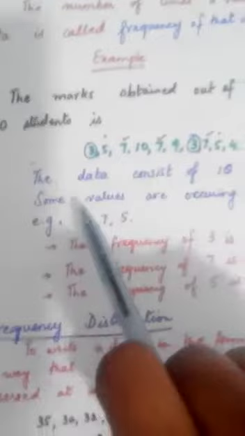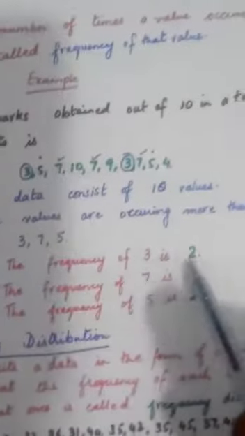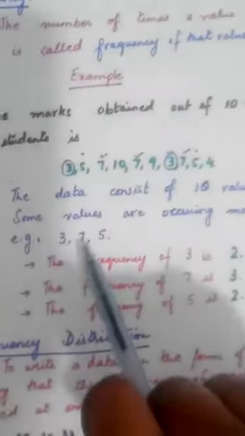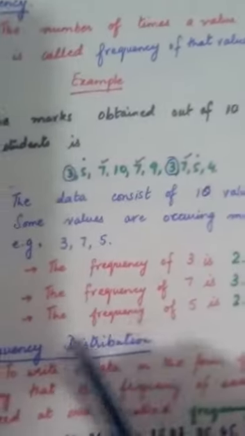Here we see that some values are occurring more than once, like the number 3. I have circled here for you, 3 is coming 2 times. See here 1 and 2. So the frequency of 3 is 2. Then the next number is 7. So 7 is coming, let's count 1, 2, 3, 3 times, so the frequency is 3. And the last one, the frequency of 5 is 2.